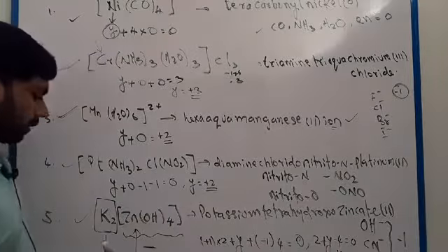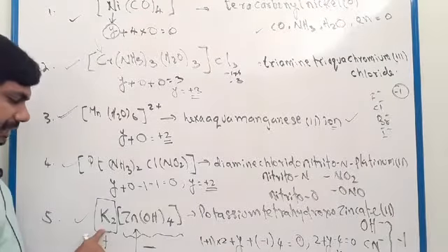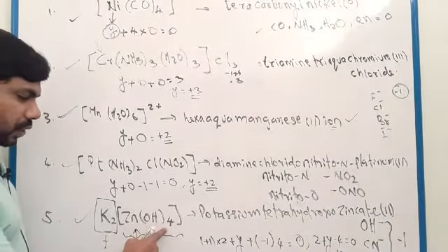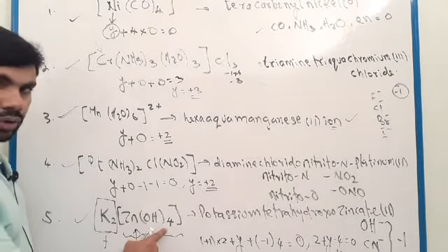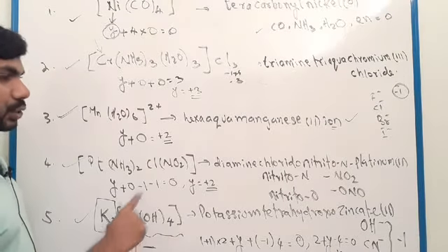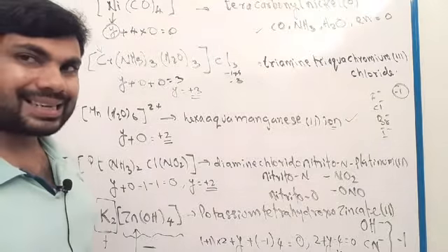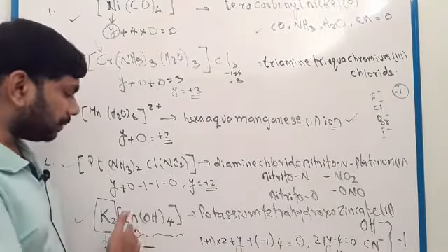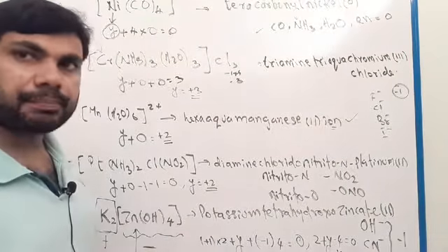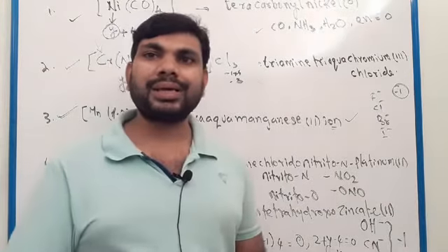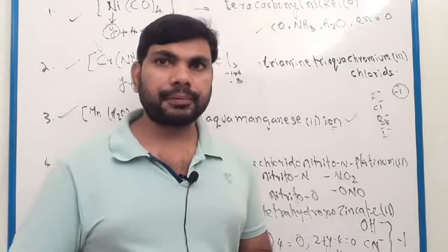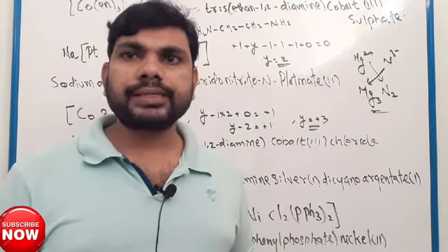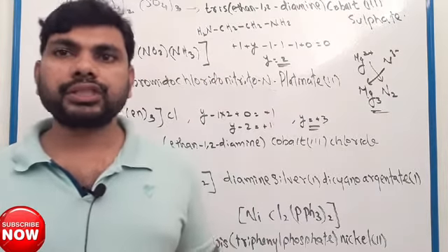So to name this one, I will repeat once again: potassium tetrahydroxozincate(II). Here it is zincate, because zinc is in the negatively charged part of the coordination compound, that's why zincate. Clear? Okay, let us check a few more examples of how to write the name of a coordination complex.